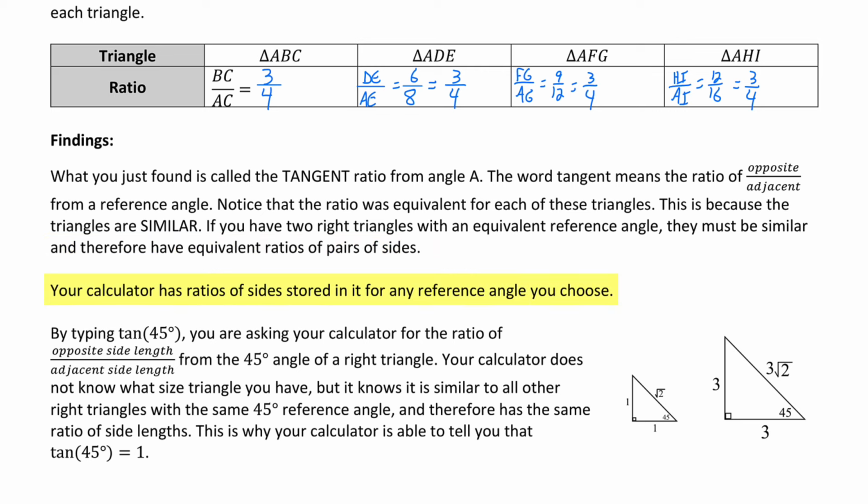And your calculator is actually able to calculate those ratios of sides for any reference angle that you choose. For example, on your calculator, if you type tan 45 degrees, your calculator is going to tell you that that's equal to 1. Because what you're asking your calculator for is the ratio of the opposite side to the adjacent side from a right angle triangle that has a 45 degree reference angle. Your calculator doesn't know what size triangle you have, but it knows all right angle triangles with that same 45 degree reference angle are all going to be similar and therefore have the same ratio of sides. That's why your calculator knows the ratio is 1 without knowing what size triangle you have.